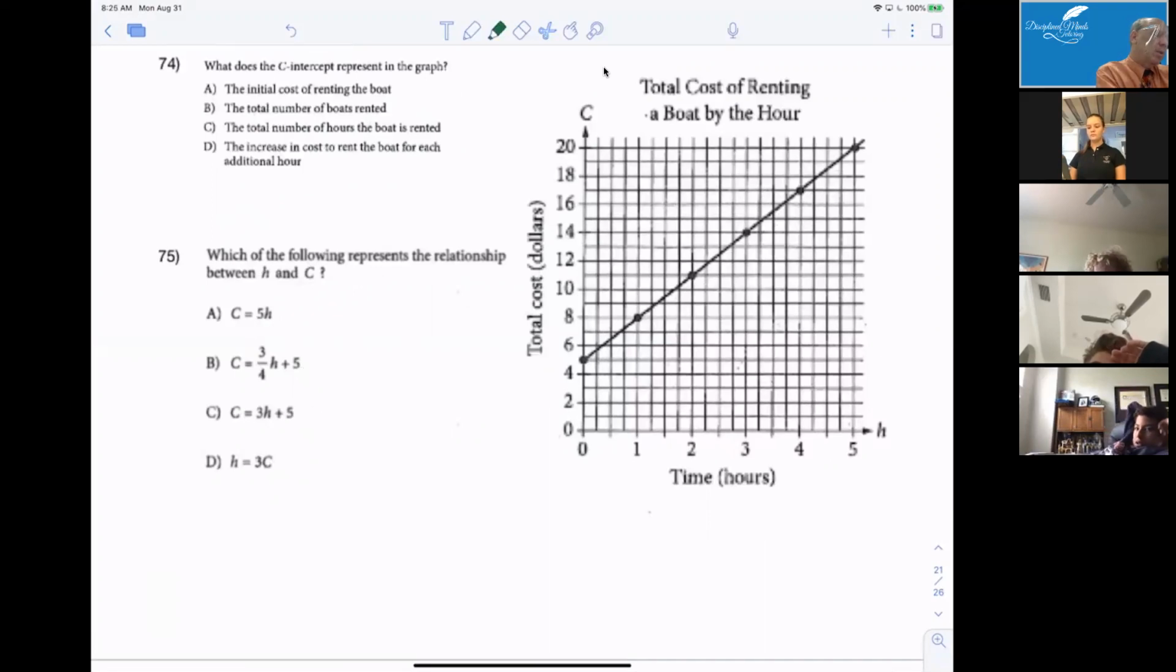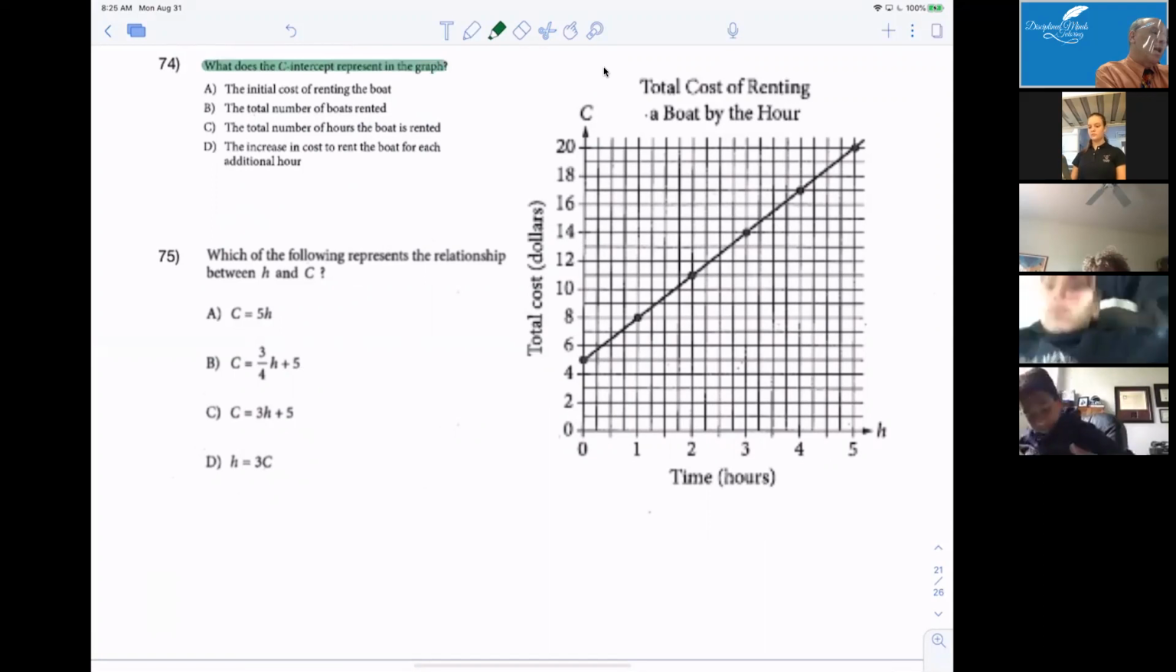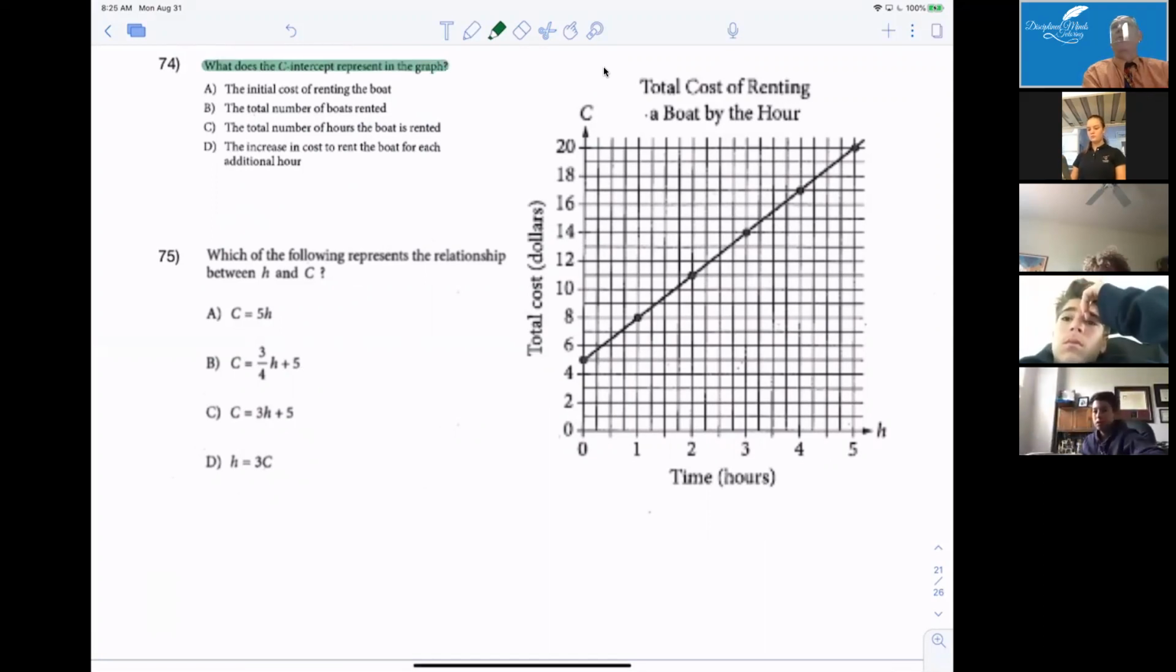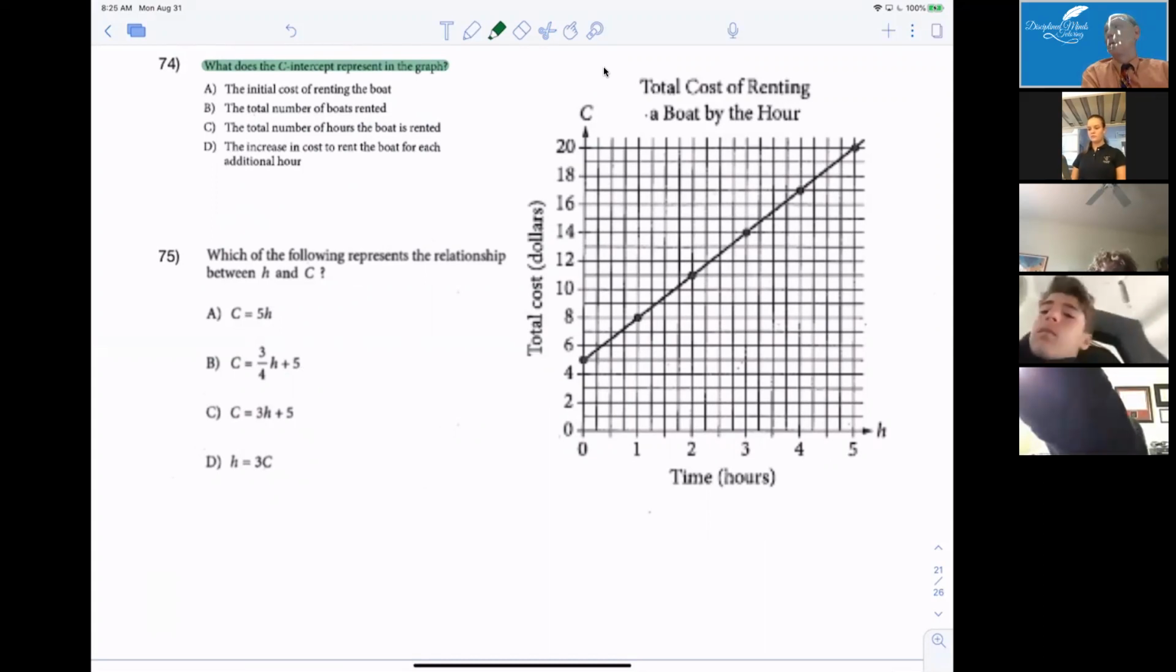All right, so I need some help. What is the C-intercept? I've never even heard of a C-intercept. What are they talking about? What are they talking about here? Tell me.